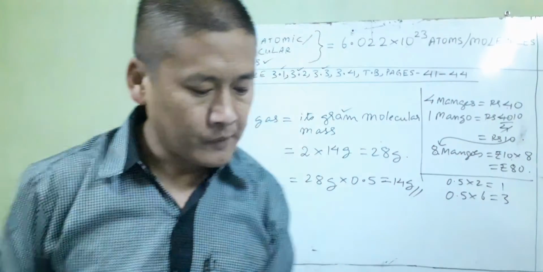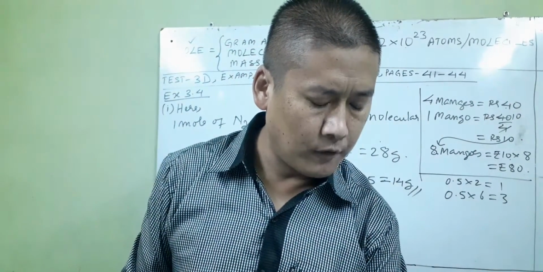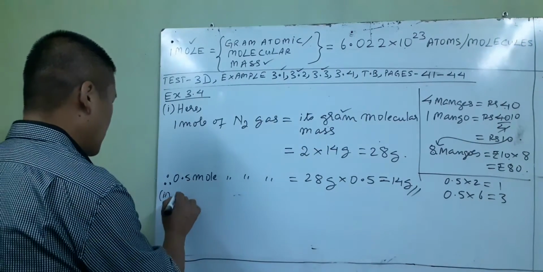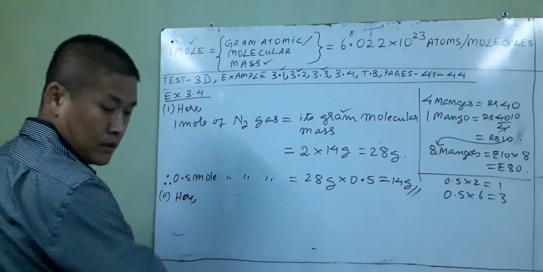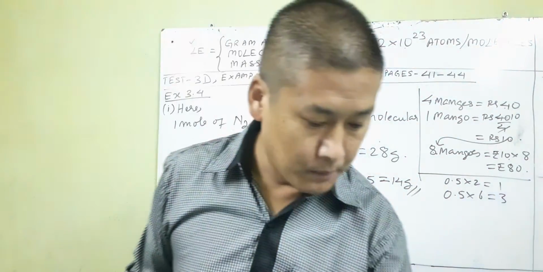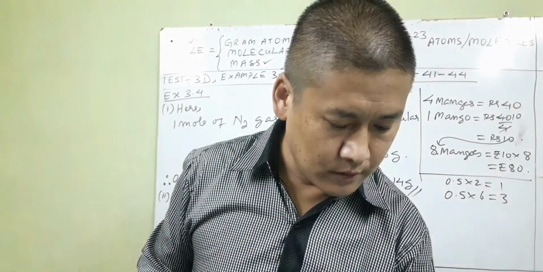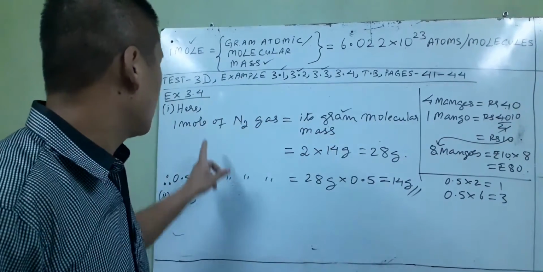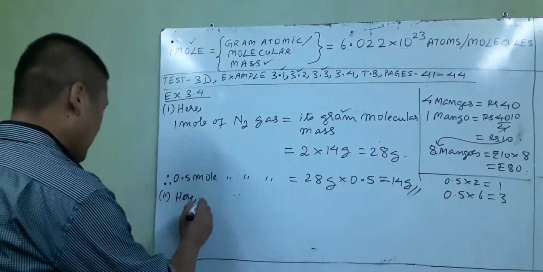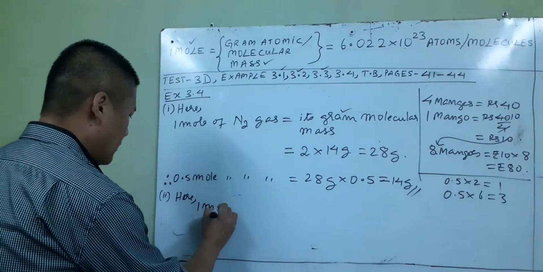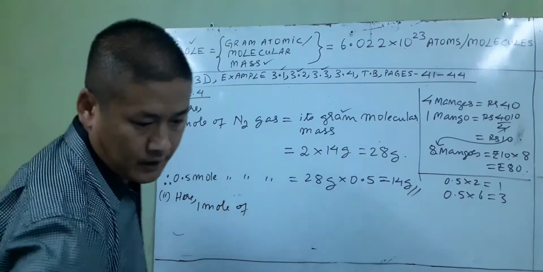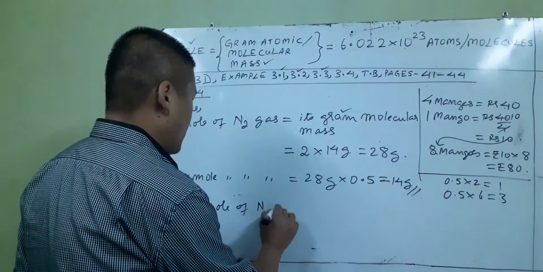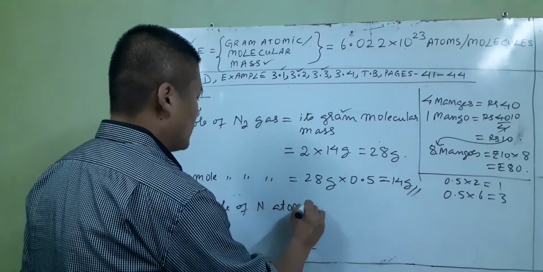Okay, number 2. Calculate the mass of 0.5 mole of N atoms. This time they even mention atoms. So here, okay, then it is saying mass from mole. So same as the previous one. This also mass from mole. So let us put mole this side, left side. 1 mole of, and go to the text and use the same language. 1 mole of N atoms. N atoms will be equal to what?